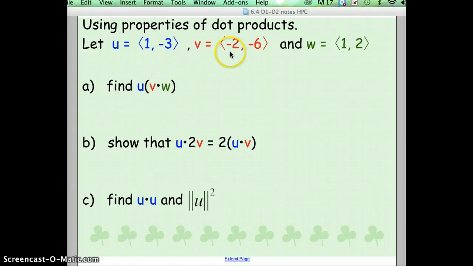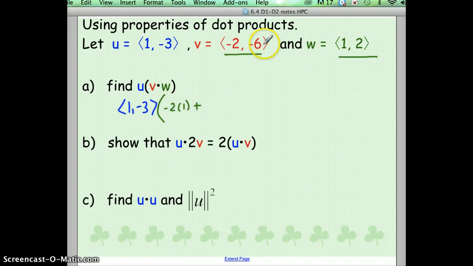So we're going to take v and w and find that dot product. And vector u is just going to hang out in the front for a little bit. So I'm just going to copy that down. 1, -3. Just going to hang out there for a bit. Okay, the dot product of v and w, we're going to do -2 times 1 plus -6 times 2. Okay, copying down that vector u again.